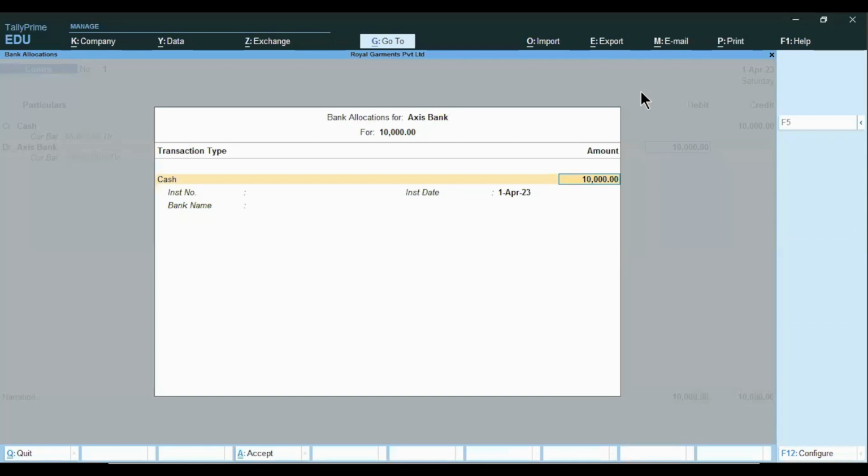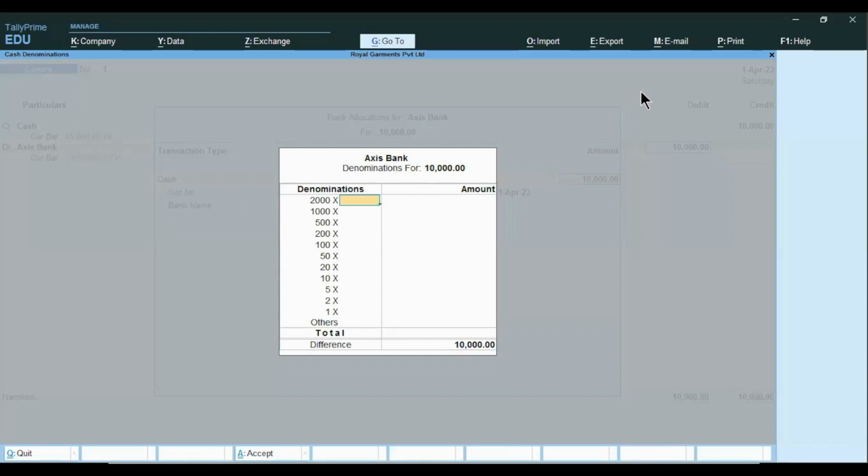Enter. As it is a cash to bank transaction, it is asking for the bank allocation. It means it asks for the money deposited into the bank, the denomination of the notes. So what kind of notes? Suppose I have deposited 4 notes of 2,000 and 2 notes of 1,000. So total 10,000 rupees I have deposited in this denomination.